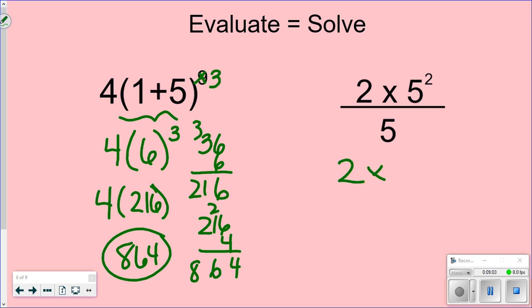All right, the next one I have here, I'm going to do my exponents. It'd be 2 times, I know 5 squared would be 25, divided by 5. I know this is going to be 50, divided by 5, my answer would be 10.